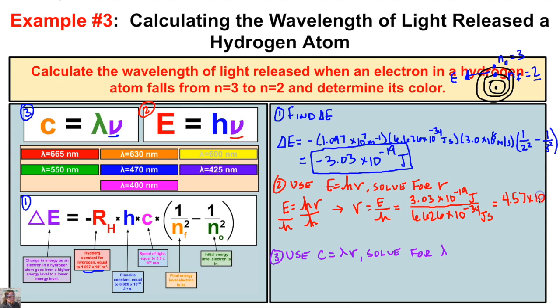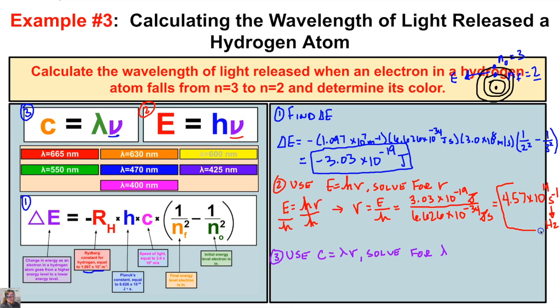times 10 to the 14th. Joules will cancel, leaving us with s to the -1 power, which is the same thing as hertz.